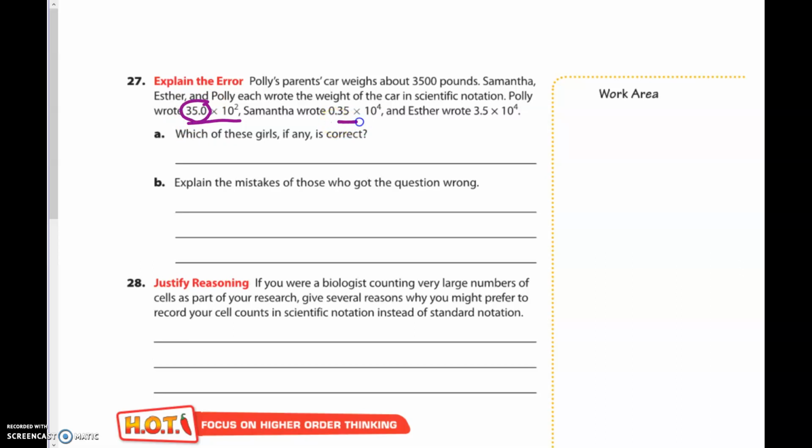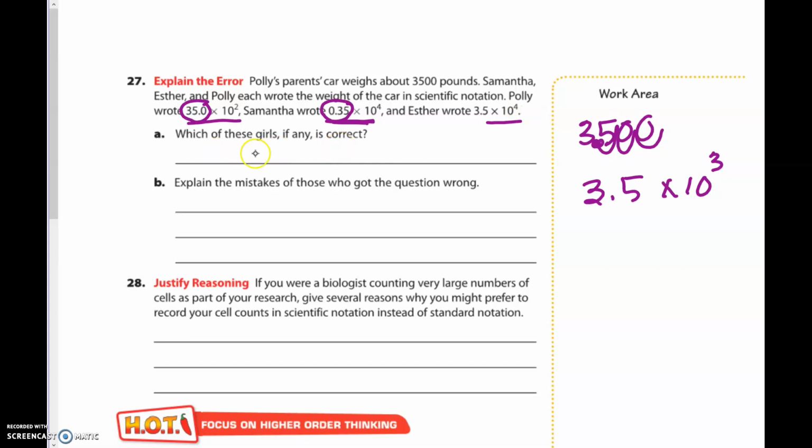All right, Sam wrote the second one here. So again, is that number between 1 and 10? Nope, so that's not good. And Esther wrote 3.5 times. Okay, so this one's actually in scientific notation, but is it correct? So let's just double check. If we have 3,500 pounds, remember rule number 1, put the decimal where it needs to go. So this would be 3.5. All right, that's what Esther wrote, 3.5. Then we write times 10. Now let's see, how many places did we move the decimal? 1, 2, 3. Is that what Esther has? Nope, she has a 4.